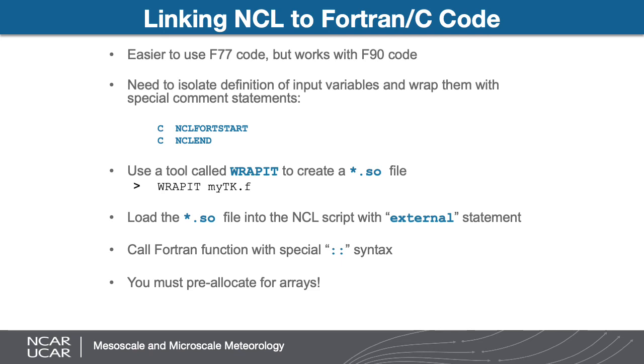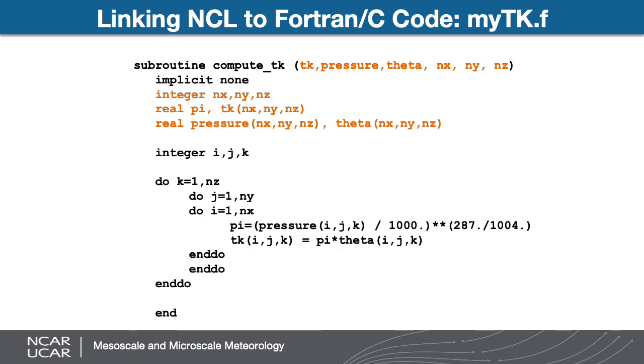You call your Fortran function with a double colon syntax, and you must pre-allocate for arrays in your NCL code, not in your Fortran code. Here's an example. So here's a very simple subroutine to compute TK. And this is pre-allocating for arrays. And these are the wrappers that you need to use, the NCL Fort Start and the NCL End. That's what you need to put in your Fortran code.